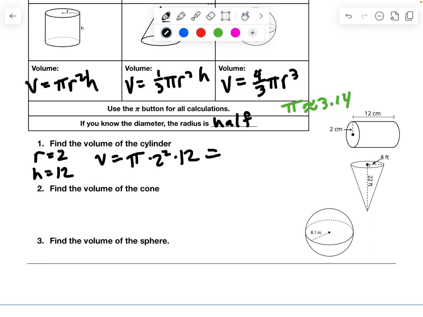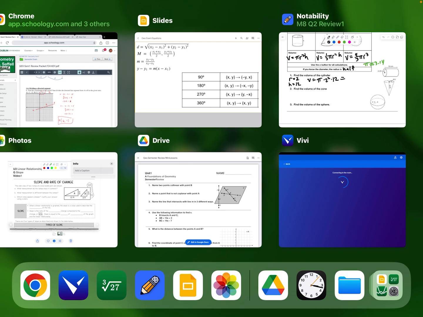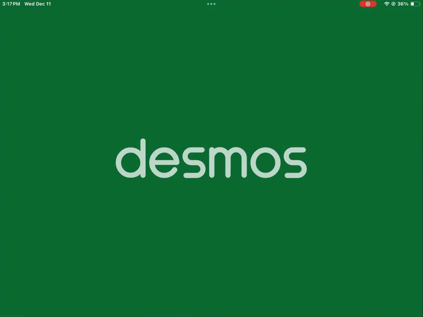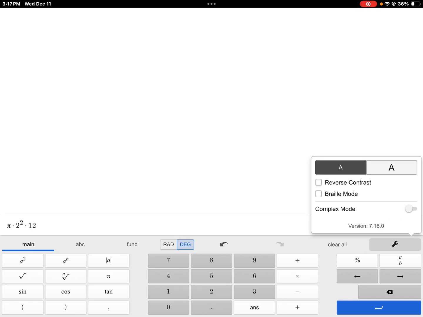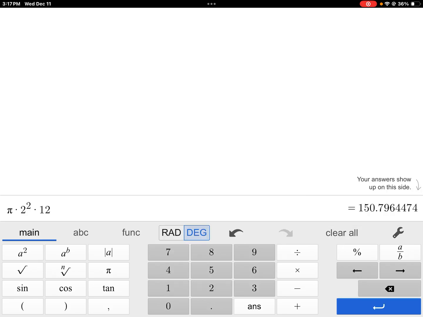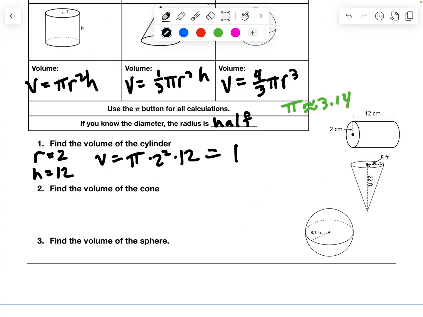If I go ahead and type this into my calculator, pi times 2 squared times 12, I get 150.8. And rounding to 1 decimal place is always good. 150.8. Our unit would be centimeters cubed, or cubic centimeters.